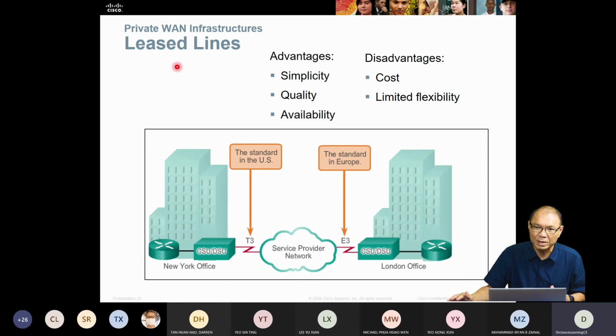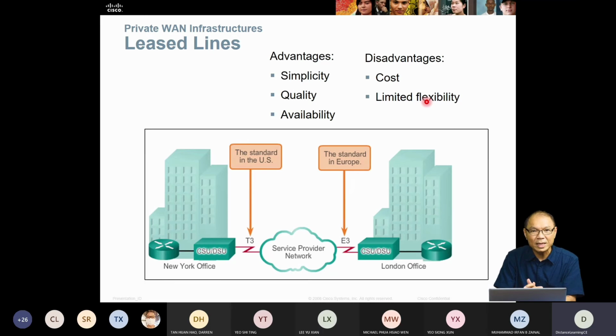For example, if it's a leased line. But of course, today's roads in Singapore, there's no such thing as a private leased road. All the cars can travel on the road because everybody pays the road tax. The advantage is that it's very simple. You can maintain the quality because it's yours and it's always available. Nobody else will use it except you. But the disadvantage is that it is expensive, and it has limited flexibility.